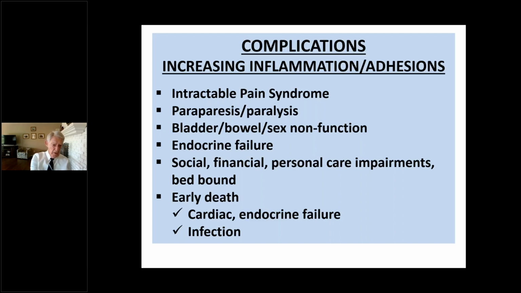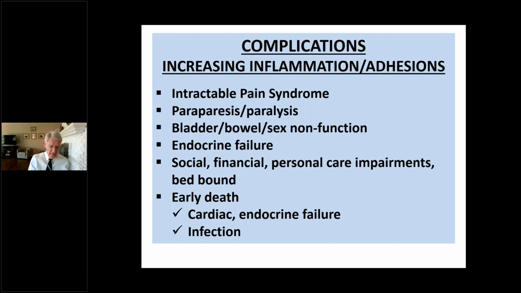They can develop paraparesis or paralysis of their lower extremities. Bowel, bladder, and sex organs can become almost non-functional. Endocrine failure. I'm going to say more about this in a couple of minutes. The stress of this disease is so great that the adrenal gland and the pituitary gland and the gonadal glands may not be able to keep up with the need for the hormones, and therefore endocrine replenishment really has to be a big part of treating this disease.